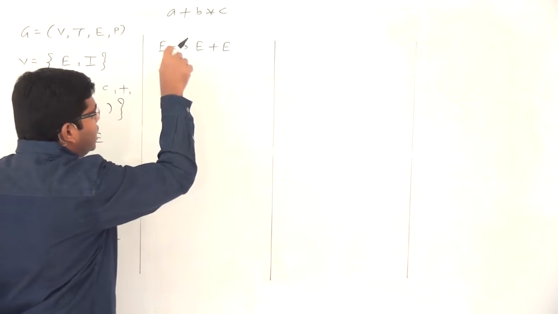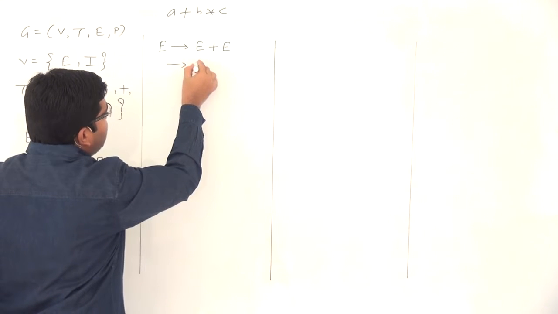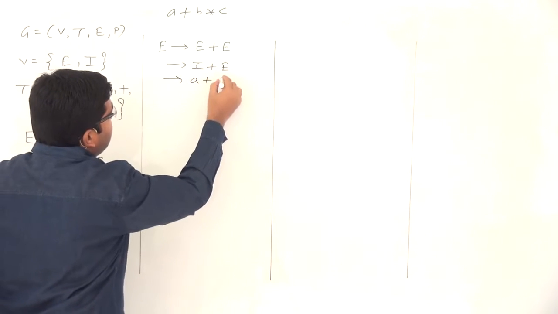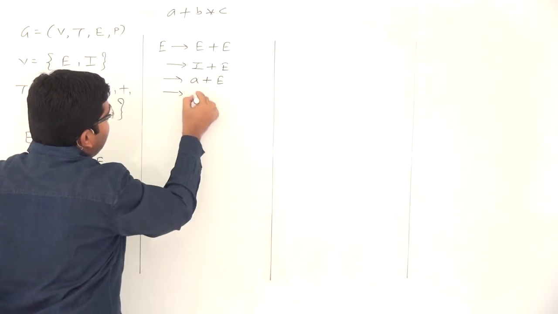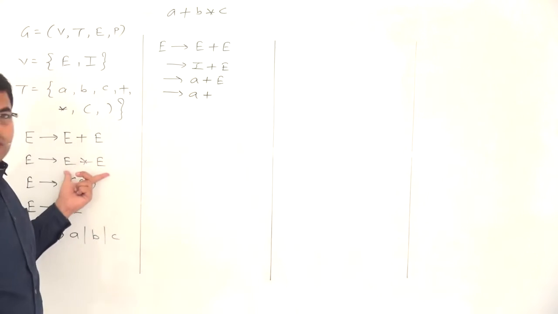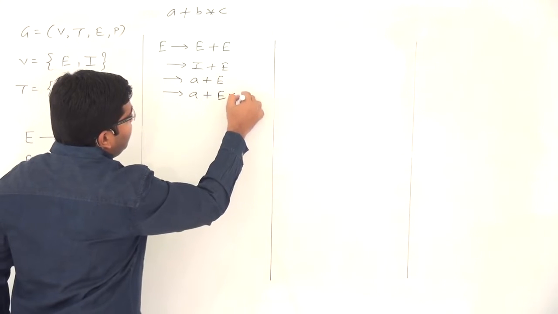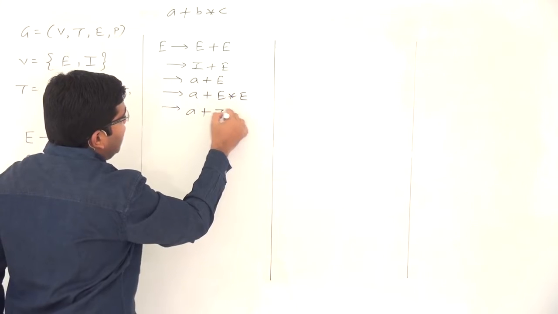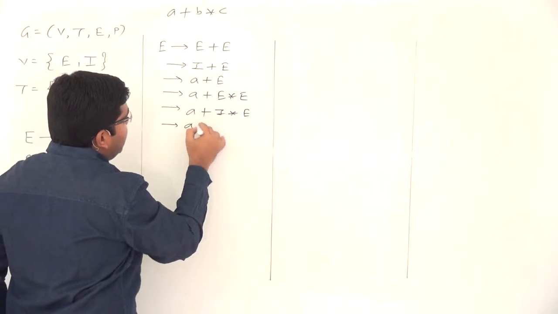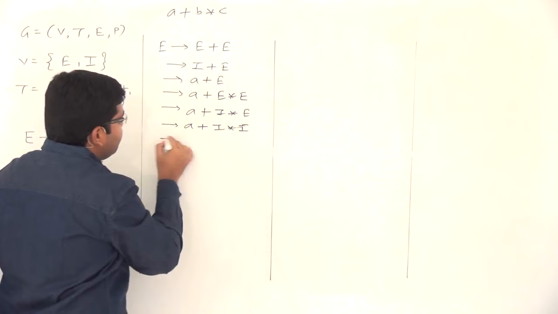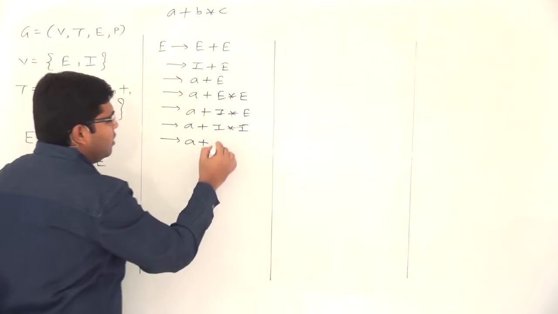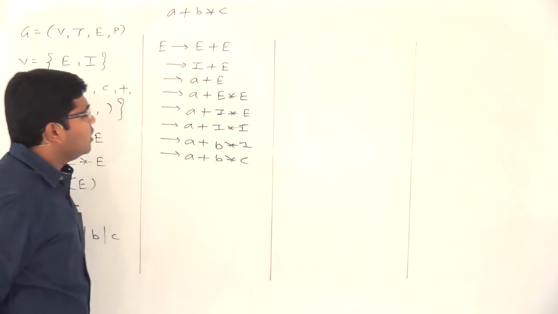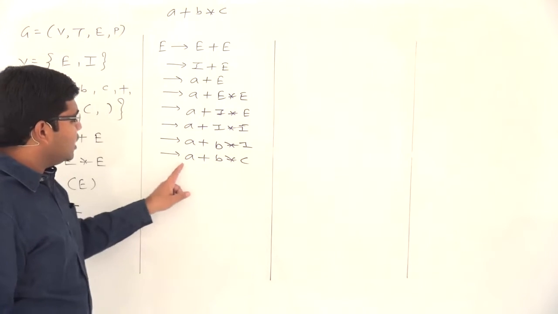I will use a certain shortcut here. We will replace with I plus E, then finally this I we will replace with A, so it becomes A plus E. Then this E I will replace with E multiplied by E. Then each E can be replaced with I, so we will get A plus I multiplied by E, then A plus I multiplied by I. Then this I we will replace with B, so B multiplied by I, and finally we will get A plus B multiplied by C. So we are following a leftmost derivation, and we get the string A plus B multiplied by C.